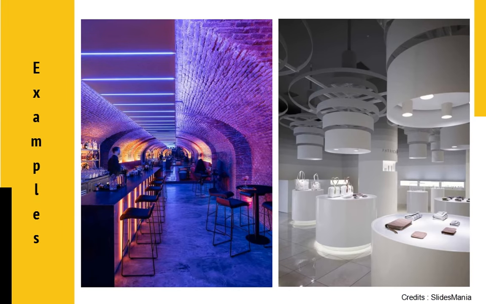Here are some examples. As you can see in the first picture, the color of the light creates the mood of the pub and also plays the role of ambient lighting. The bar has task lighting for the staff, also highlighting the walls. While in the picture of a retail store, you can see how the pathway is highlighted using indirect footlights and most of the focus is on the products while shadowing the dull areas.